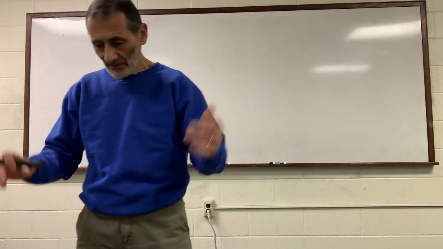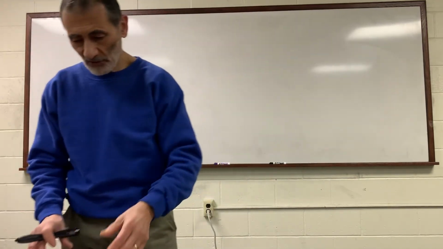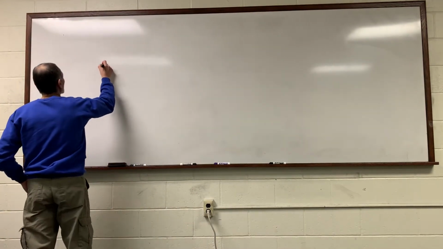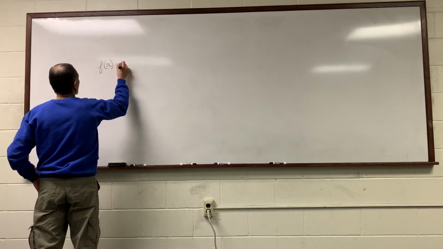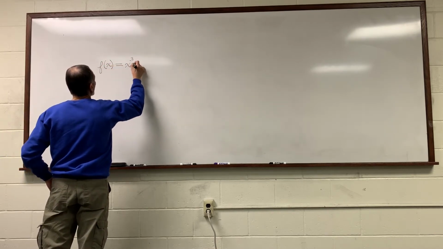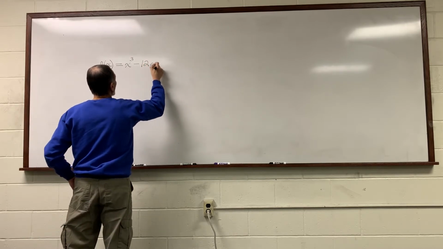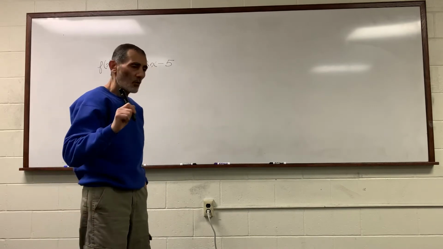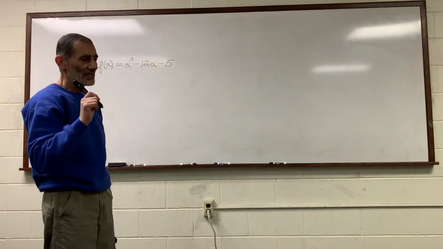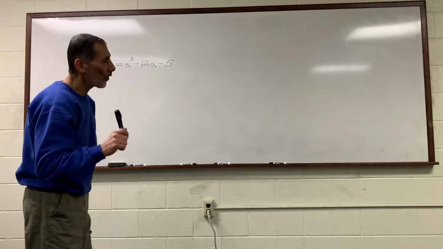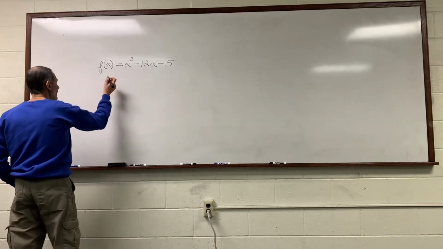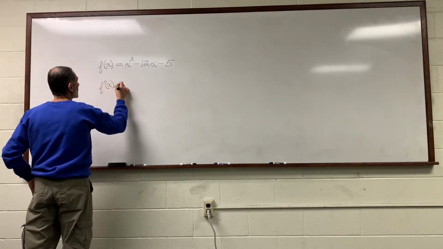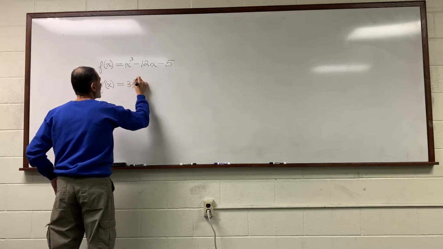So let's start off with a simple polynomial function, f of x equals x cubed minus 12x minus 5. We want to know first, in what open intervals is the function increasing and in what open intervals is it decreasing? So we start, as we have started so often, by taking the derivative. f prime of x equals 3x squared minus 12.